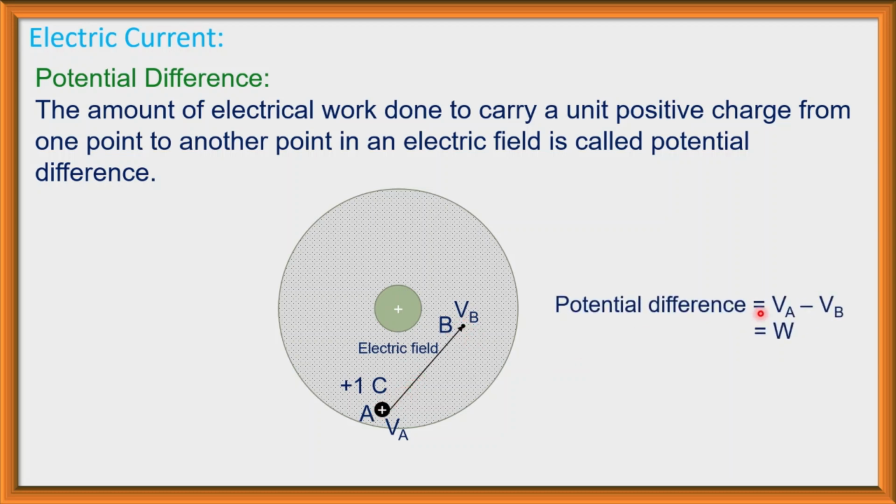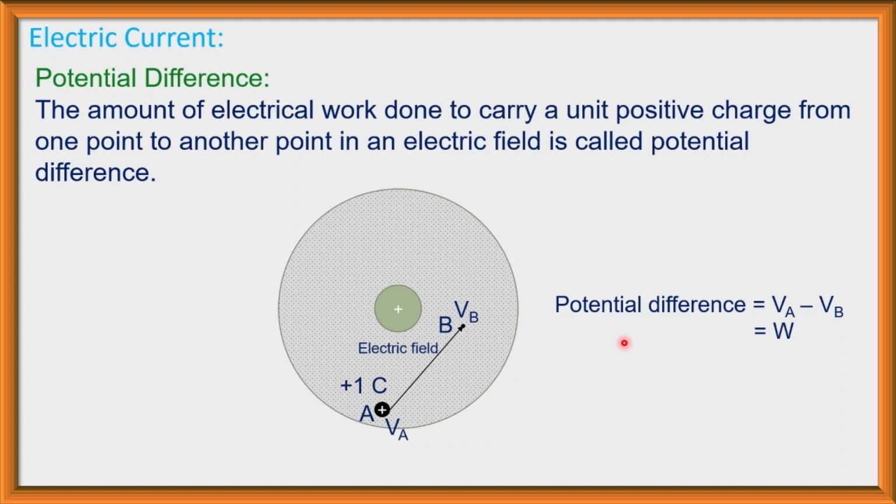So potential difference is equal to VA minus VB is equal to W. Here W is the electrical work done to carry plus 1 coulomb charge from A point to B point. That means if we want to carry this plus 1 coulomb charge from A to B, we need W amount of electrical work. So this amount of electrical work done is the potential difference between these 2 points.